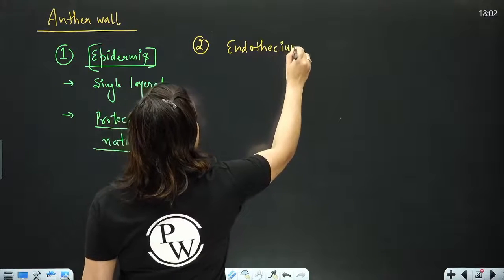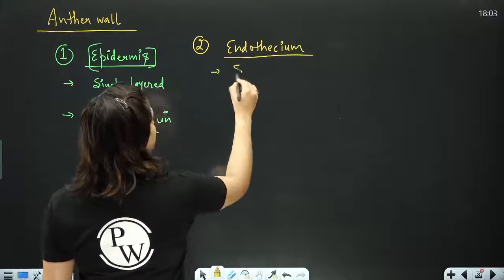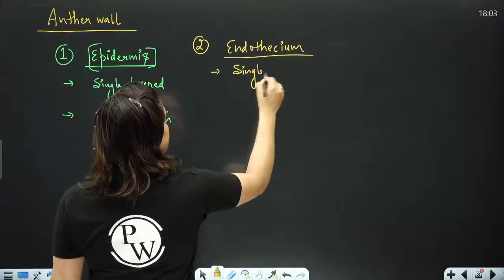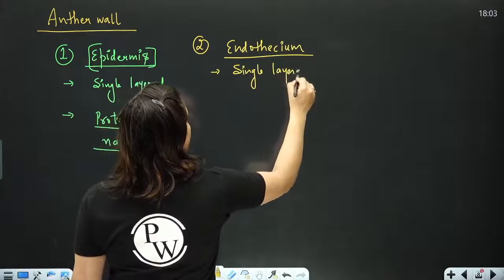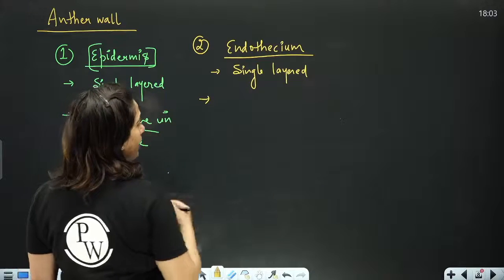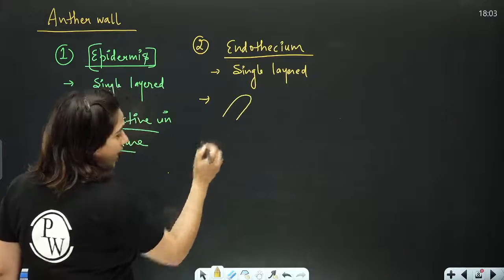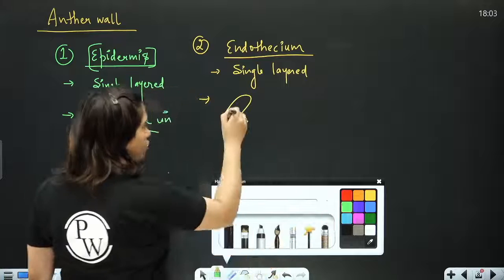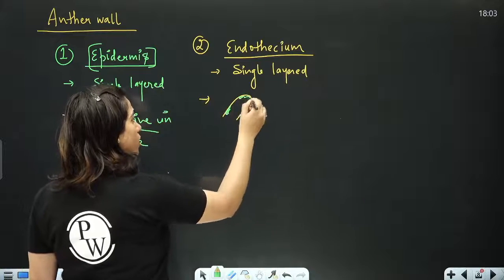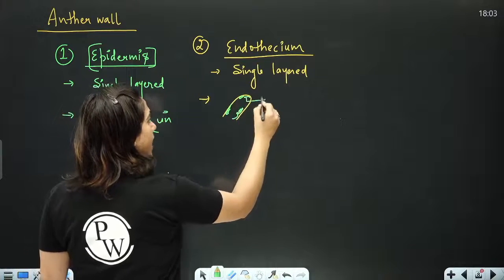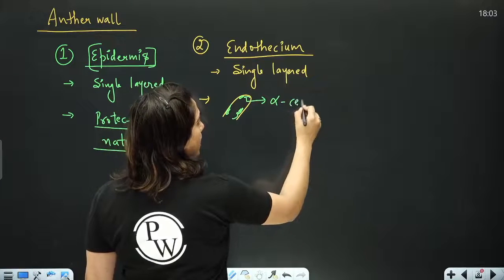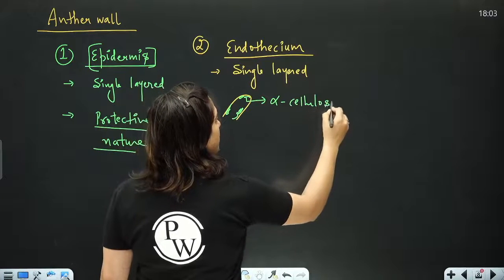Okay, then below the epidermis comes the endothelium. Endothelium again is single layered, and what is important regarding endothelium is that there is some deposition of special material on the walls of endothelium, and this is the deposition of alpha cellulosic fibers.